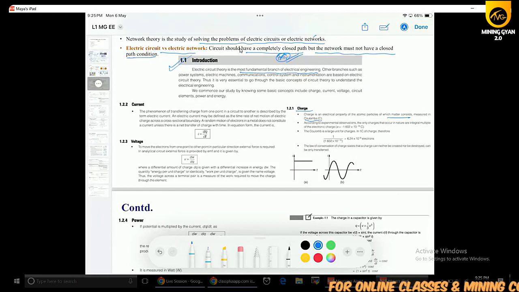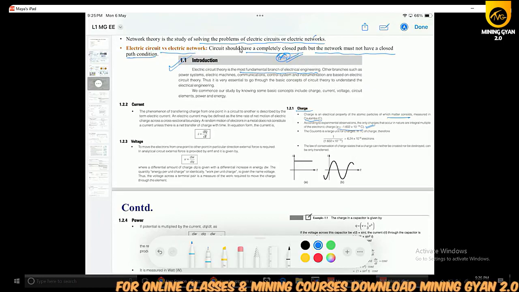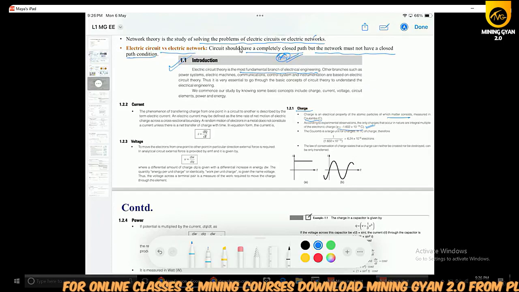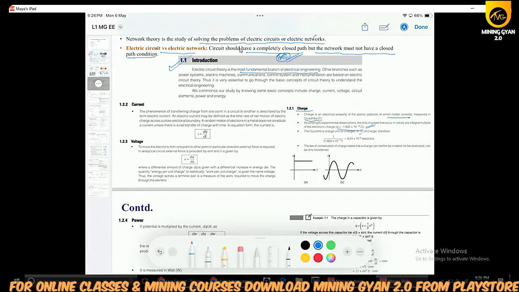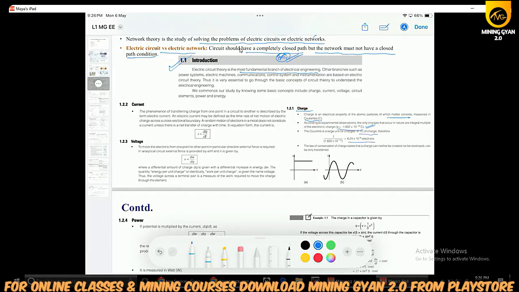An electron has minus 1.602 times 10 power minus 19 coulomb of charge. Why is this negative? Because the electron is treated as a negative charge. And 1 coulomb of charge has this many electrons, 6.24 times 10 power 18, which is a very huge number.